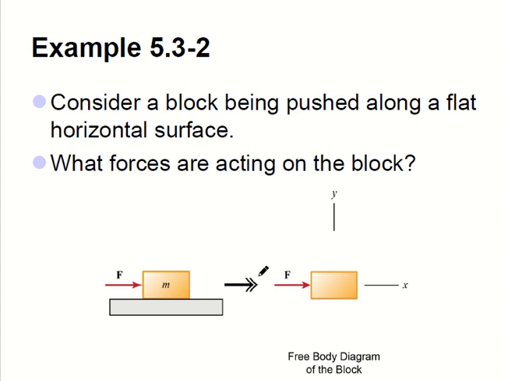5.3-2. So now here we're going to think about this block, again mass M, being pushed along a flat horizontal surface. You want to push it with this force, and you can see that this is your flat, and it is definitely a horizontal surface. So what forces are acting on the block? We have to come up with the forces. There's a first force, and that force is creating motion in this direction. You can see a motion arrow showing that the motion happened because of this force.